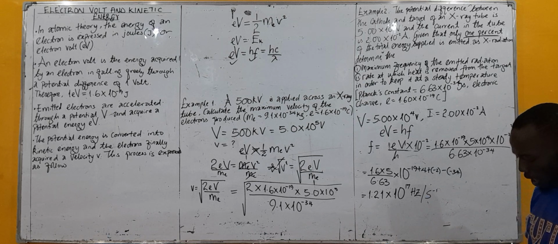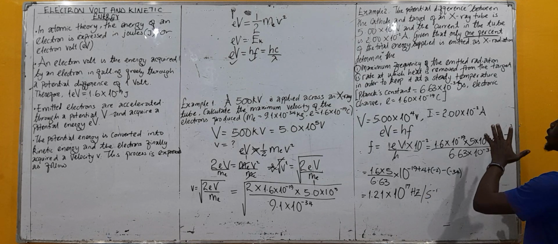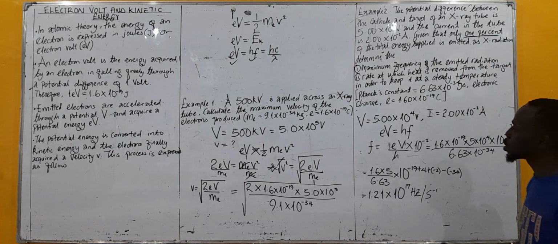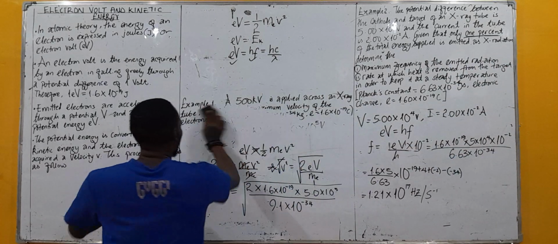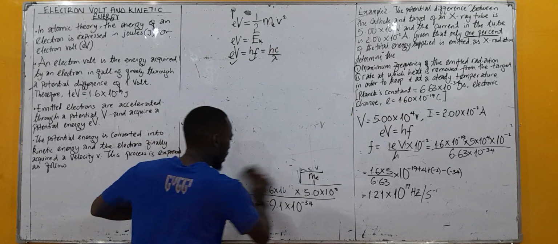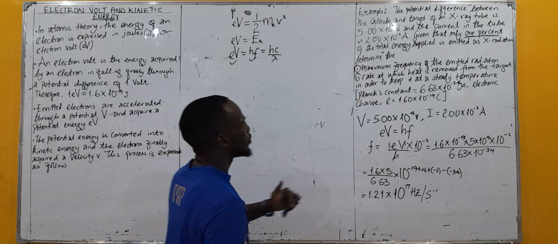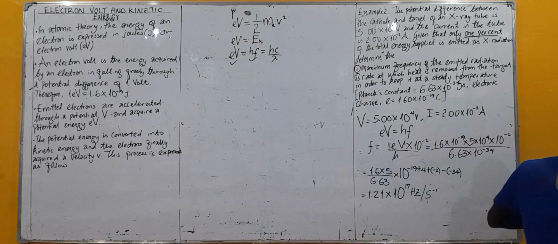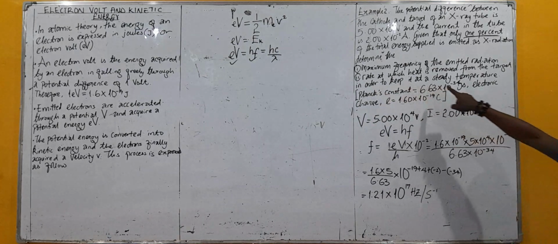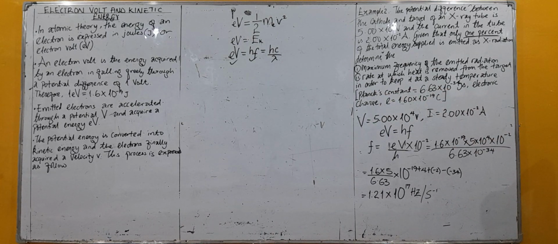Per seconds. Okay. So that's all about the first part of the question. Now let's go to the second part of the question. The second part said that we should find the rate at which heat is removed from the target in order to keep it at steady temperature. We should find the rate. Okay, so finding the rate.